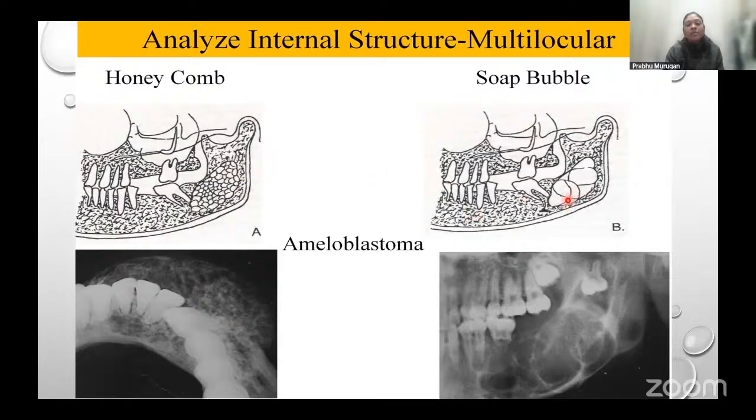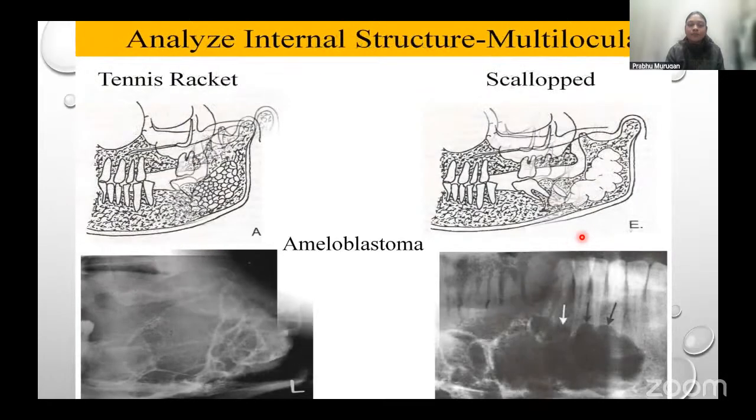Soap bubble appearance will have different shapes and different sizes of locules that are coalesced together. Coalesced means joined together. Remember honeycomb, all of it will be almost the same. You have seen a honeycomb, right? It will be almost all the same size, so it'll have the same size of locules. Soap bubble will have different sizes of the locules.